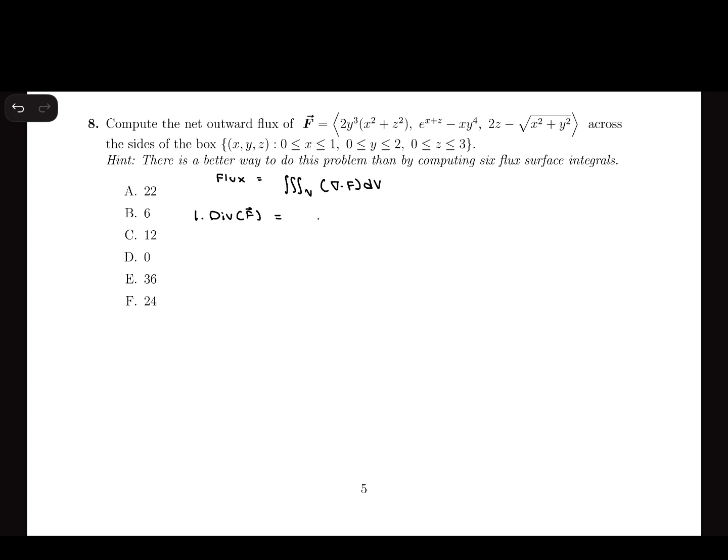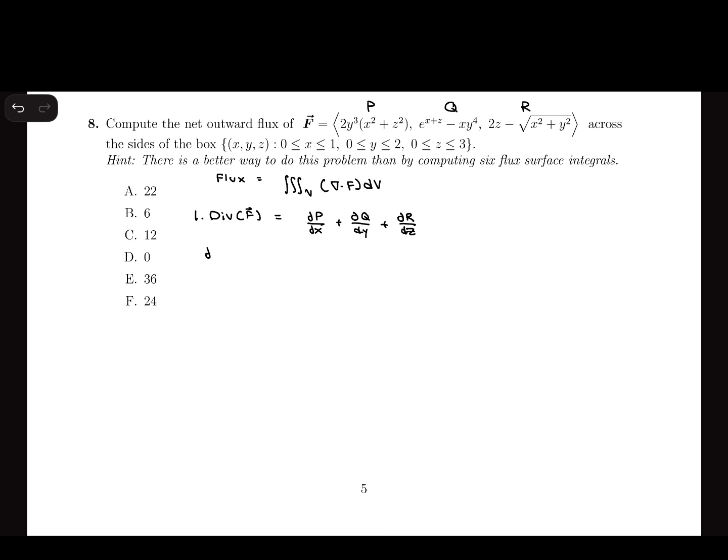Well, it is simply the partial derivative of P with respect to x plus the partial derivative of Q with respect to y plus the partial derivative of R with respect to z. Now, you might be asking, what is P? What is Q? What is R? Well, these are simply just the letter variable names that we assign to each component. So it just goes in order. That's P, that's Q, that is R.